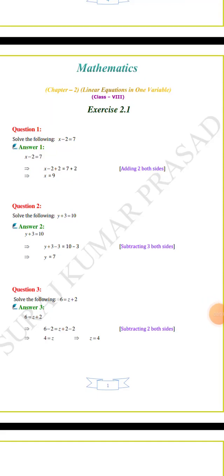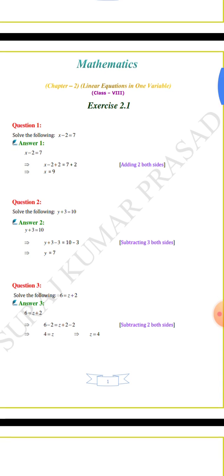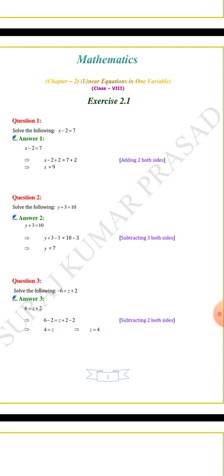Today we are going to learn Mathematics Chapter 2, Linear Equations in One Variable of Class 8, Exercise 2.1. Let's solve question number 1 as you are able to see on the screen. Solve the following: x minus 2 is equal to 7. By adding 2 on both the sides, we get x minus 2 plus 2 is equal to 7 plus 2. Then the value of x is 9.